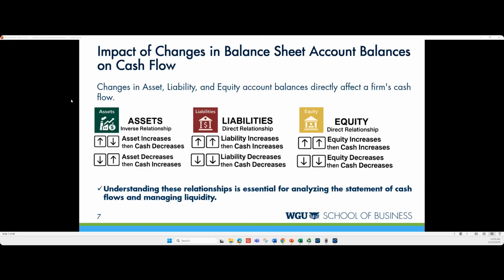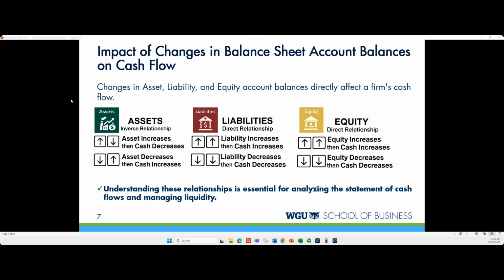So this slide is something you're definitely going to want to have as a flashcard as you're navigating the course, because changes in your balance sheet accounts have significant impacts on cash and cash flow. And this little graphic table shows you how changes in each section of balance sheet accounts impact cash. So let's talk about assets first.